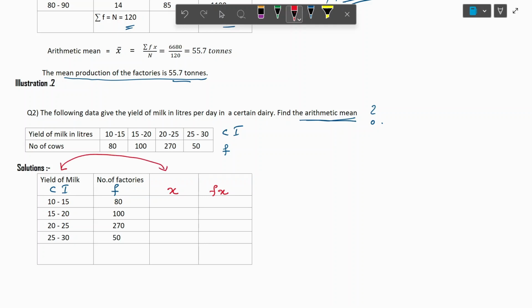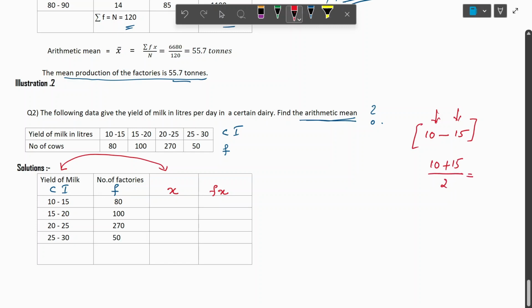Now see here, first class interval, 10 to 15. What is your midpoint? In the last example, I showed you how to find the midpoint of this interval, right? That means this is your lower limit, this is your upper limit. Add these values, 10 and 15, divided by 2. Okay, that means here 25 divided by 2. Therefore, the answer is going to come as 12.5.